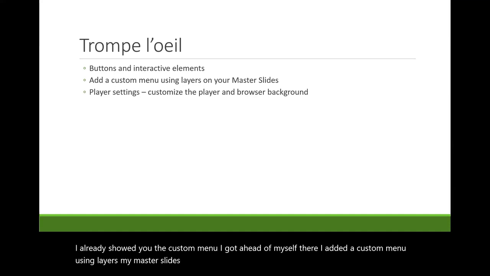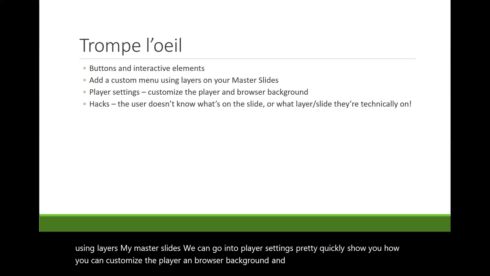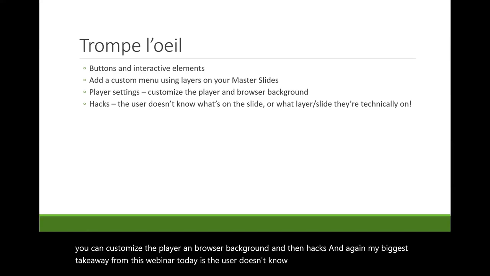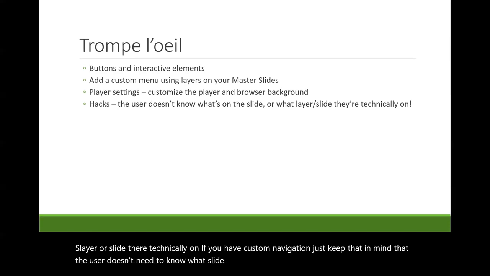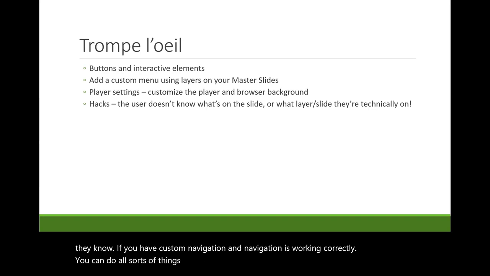We can go into player settings pretty quickly, show you how you can customize the player and browser background, and then hacks. And again, my biggest takeaway from this webinar today is the user doesn't know what's on the slide or even what layer or slide they're technically on if you have custom navigation. Just keep that in mind that the user doesn't need to know what slide they're on. They can be any place in the tutorial for all they know. If you have custom navigation and your navigation is working correctly, you can do all sorts of things behind the scenes, and it just seems like a really smooth, flawless experience to your user.